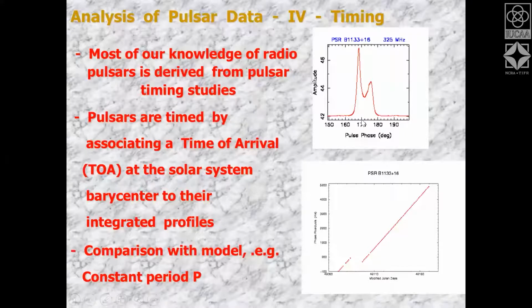But when you add 1,000 or 2,000 of them, you get a very stable curve. And this stable curve is almost like a signature of that pulsar. So you associate some point here as the fiducial point, and you find out when this point arrived, and that is called the time of arrival.